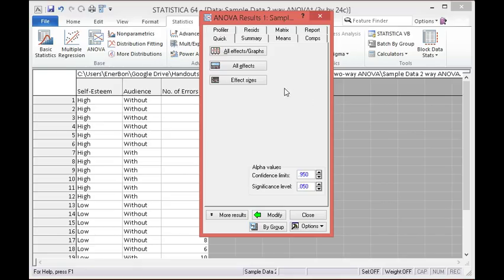So let's first take a look at all effects so that we can see. Essentially we have three hypotheses here. One, we are hypothesizing that self-esteem has an impact on the number of errors. We're also hypothesizing that the audience, their presence or absence, will have an impact on the number of errors. And third, we are hypothesizing for the interaction between self-esteem and audience. So let's check the results, the null hypothesis test results for those hypotheses.